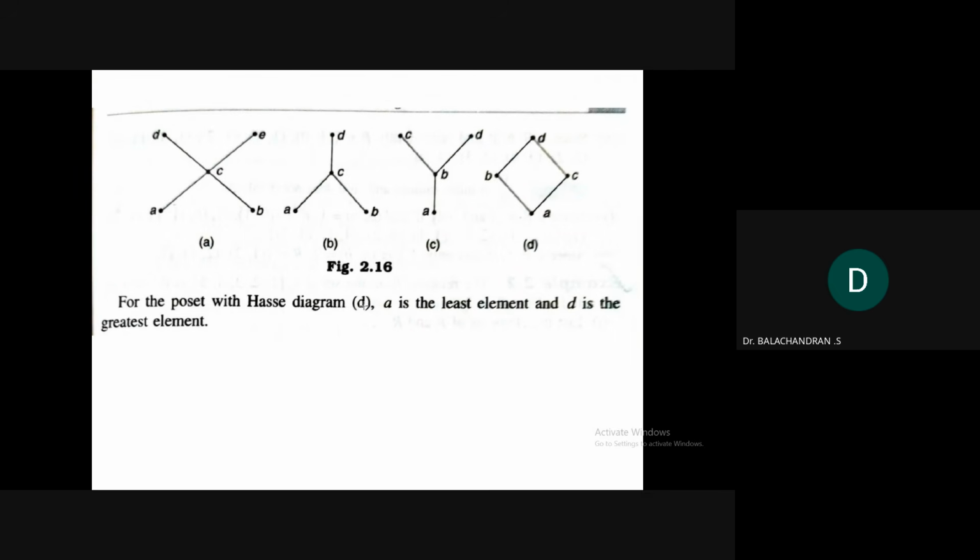The minimal elements are 2 and 5. You can see it in the next slide. The maximal elements are 12, 20, 25. The minimal elements are 2 and 5, as we discussed in this diagram. So these are the maximal elements and minimal elements.